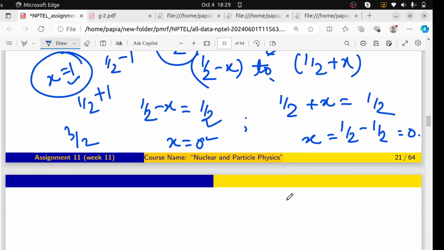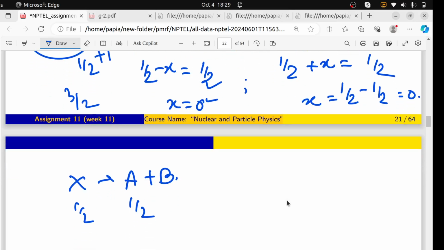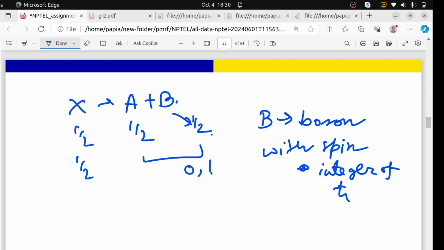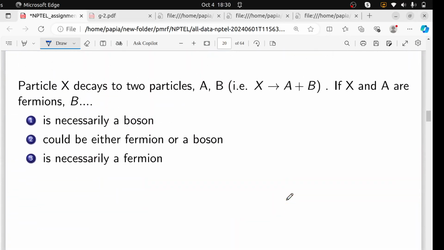If let's say I take X as half, then X was A plus B. So it is half, let's say this is also half. Then what will happen? This is half, but this will give us 0 or 1. But that is not the correct option. So B should be a boson with spin a positive integer multiple of H bar, like 1 H bar, 2 H bar, 3 H bar. It will not be a fraction like half, 3 by 2. So B is necessarily a boson. Option 1 is the correct one.